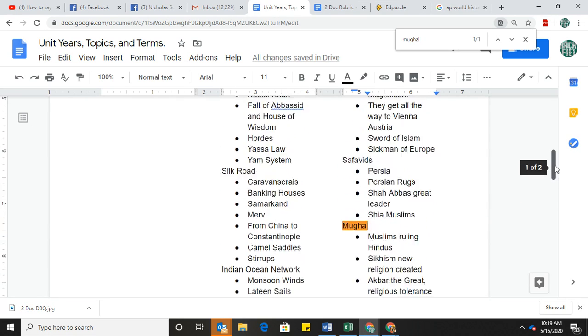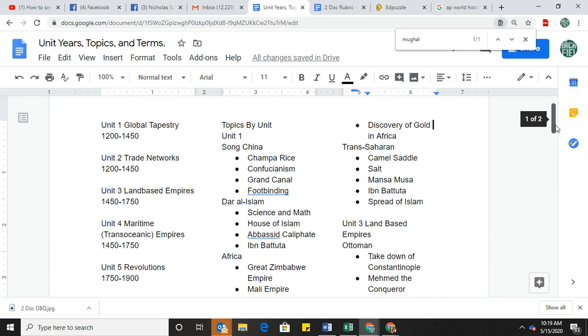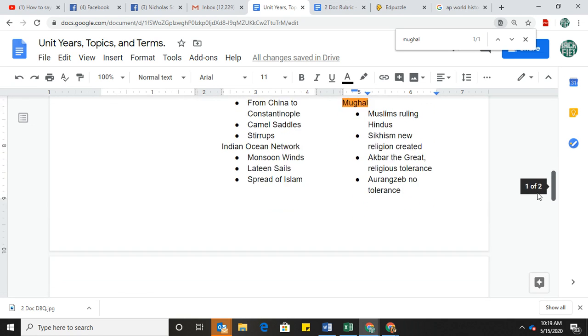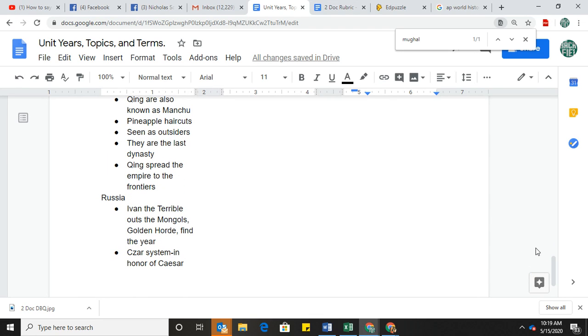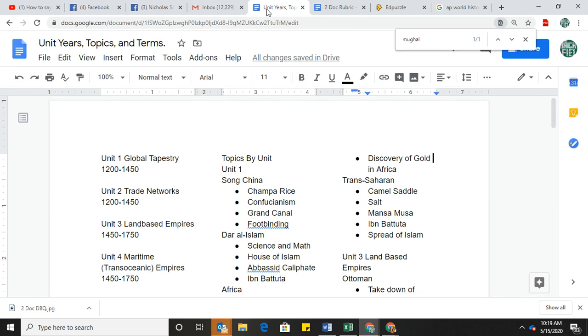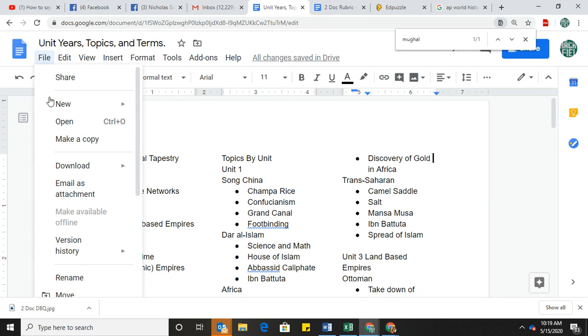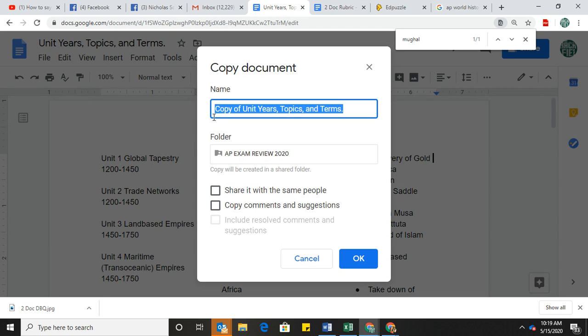So I'm going to try to get all 6 units on here for you and have bullets of different terms. I'm almost through, just about all the way through Unit 3, so I need to get Units 4 and 5. What I would recommend you doing, which we do all the time, is go File, make a copy, and just put your name, and then unit years, topics, terms, or just maybe take out the copy part and just do your initials in there.